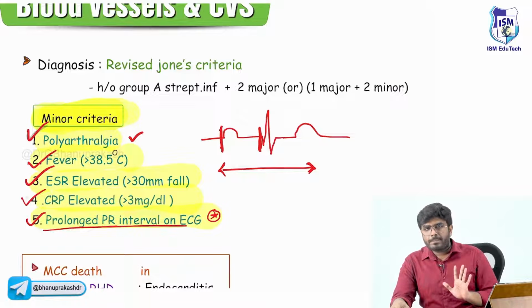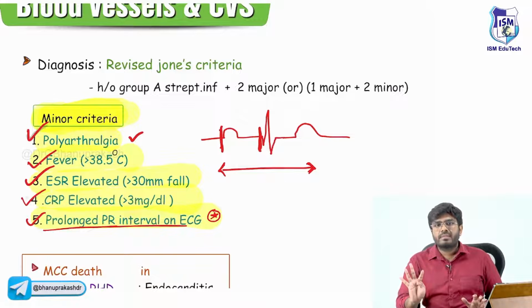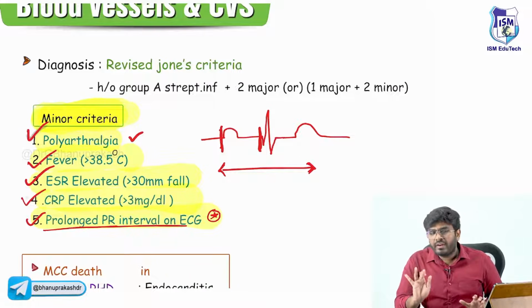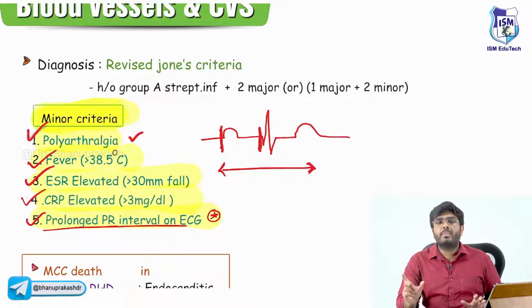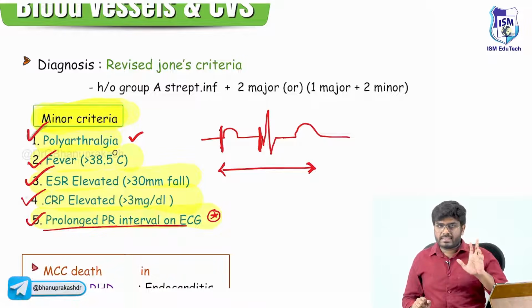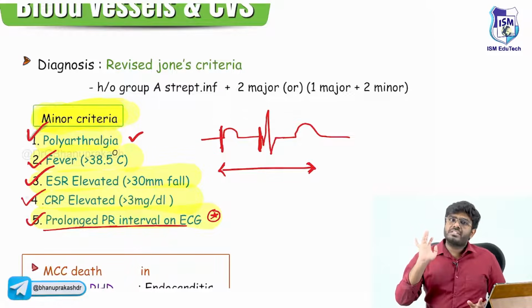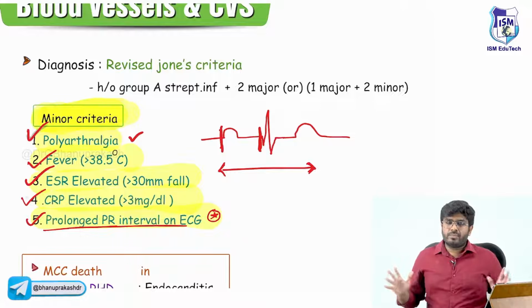Simple. What are the minor criteria? There are 5: polyarthralgias, fever, elevated erythrocyte sedimentation rate, elevated C-reactive protein levels, and prolongation of the PR interval. If you have any of them, you can consider it a minor criterion. So the major criteria are JONES, and the minor criteria are polyarthralgias, elevated ESR, elevated CRP, prolongation of the PR interval and fever. So major criteria are completed, minor criteria are completed.